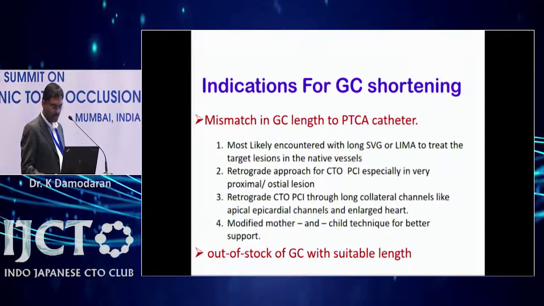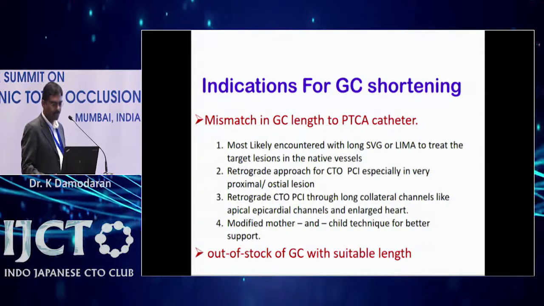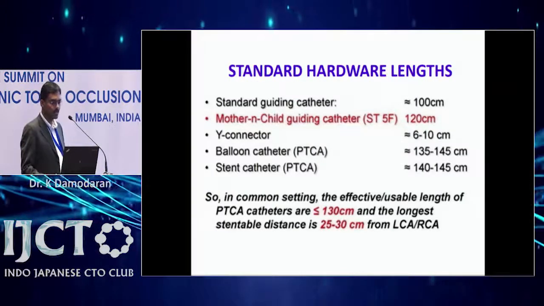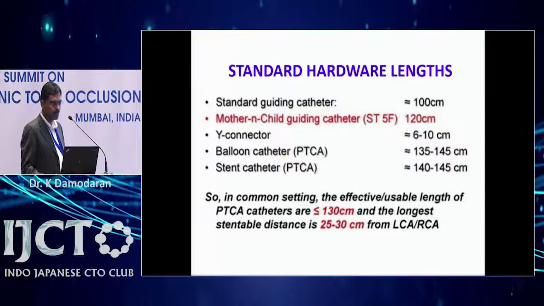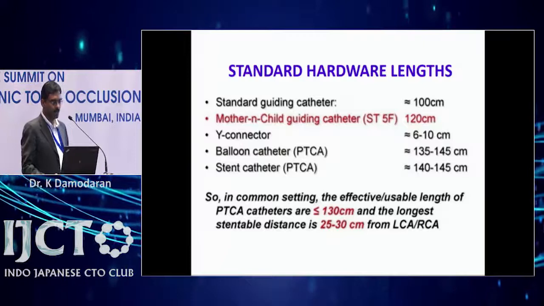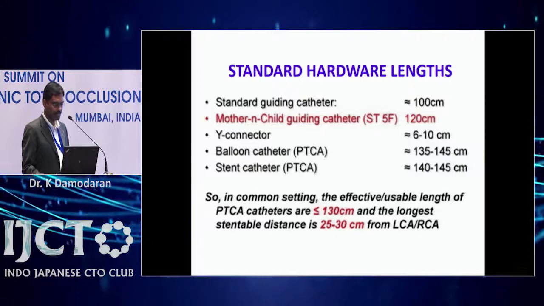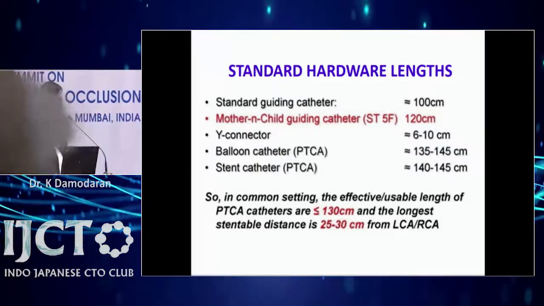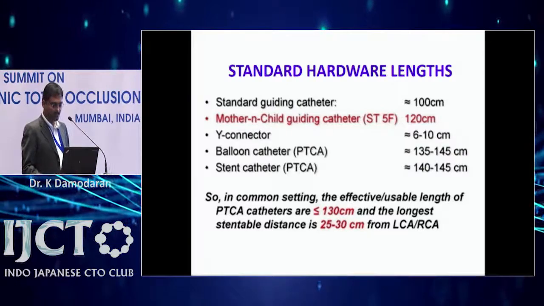The ideal thing is to have specialized catheters, but the lack of availability makes us learn the guiding catheter shortening techniques. You all know the standard length of the hardware. The standard guiding catheter is 100 centimeter. With a mother and child, it goes up to 120. With the assembly of a guiding catheter and a Y connector, it may come around 125 centimeter. We have a stent catheter which is available up to 140 to 125 centimeter. So the only distance which we can do, stentable distance, is 25 to 30 centimeter beyond the ostium of either LCA and RCA, from the simple arithmetic.